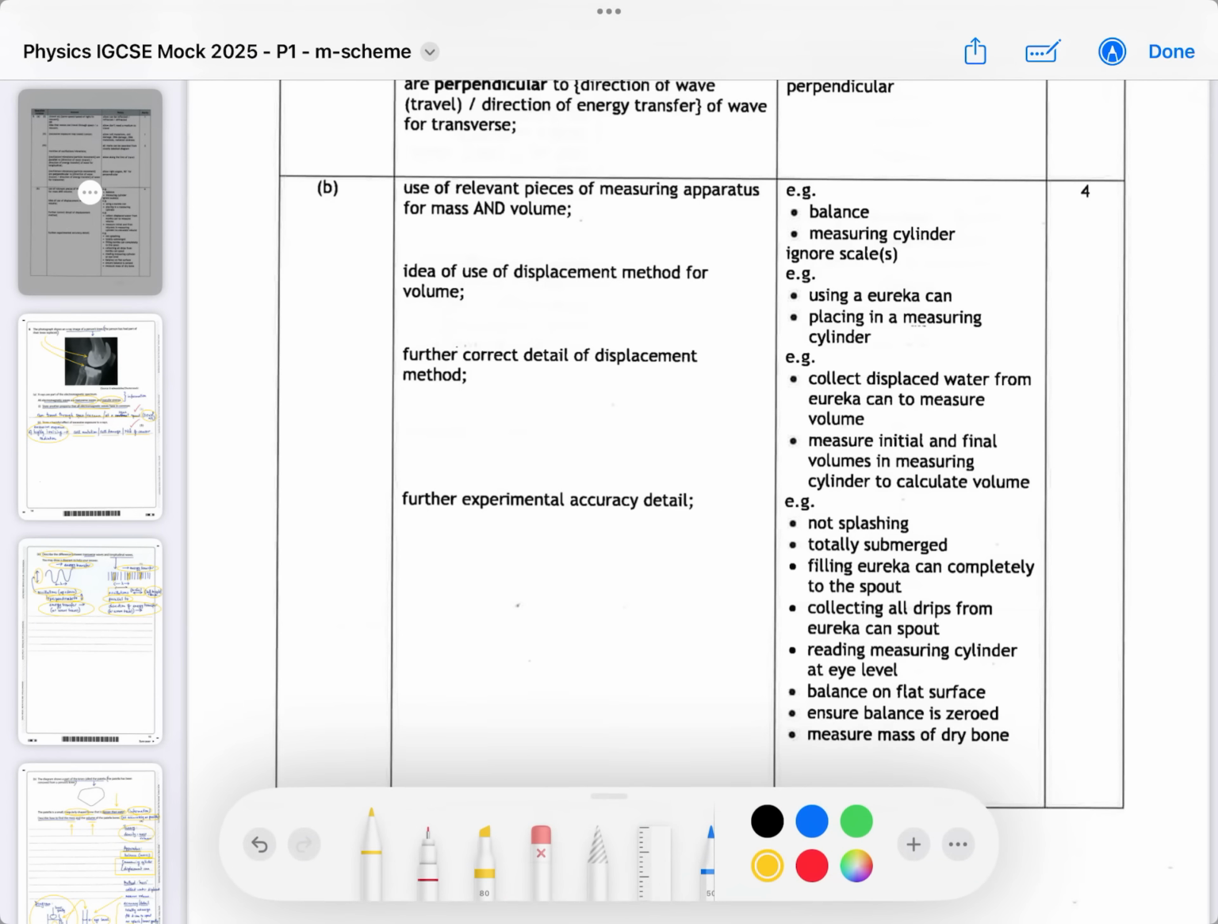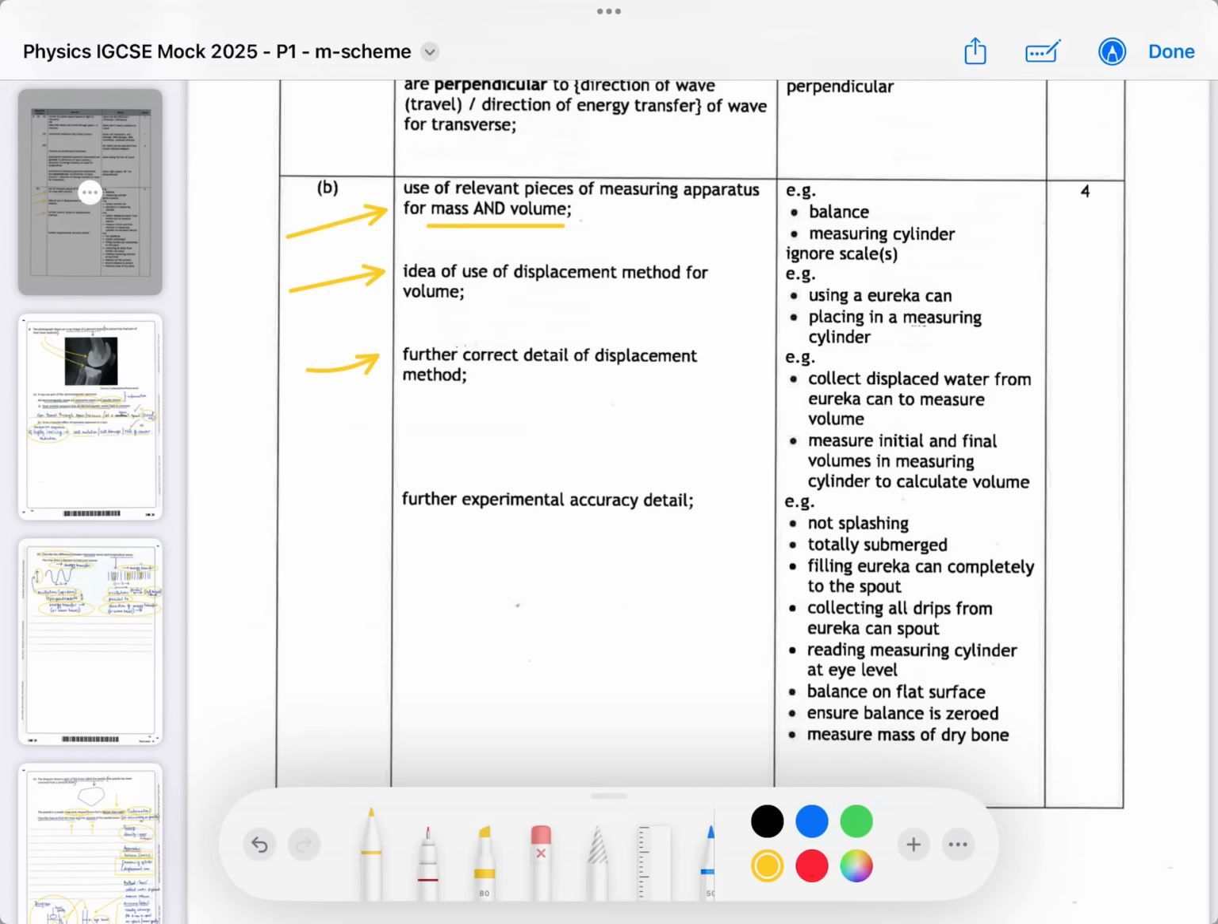They're giving you basically 1 mark for the correct pieces of equipment, for mass and for volume. So you've got to have included both to get that mark. Then using the displacement can method will get you 1 mark. And the 3rd mark would be for further detail of your method. So someone who puts more detail in will get the 3rd mark, and someone who just puts a very general answer may only get 2.